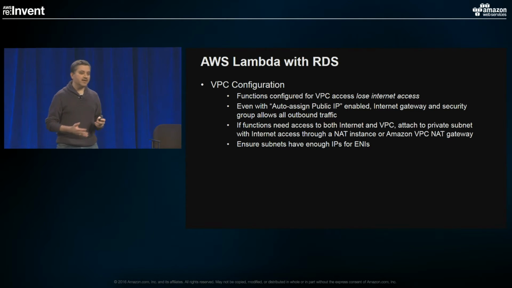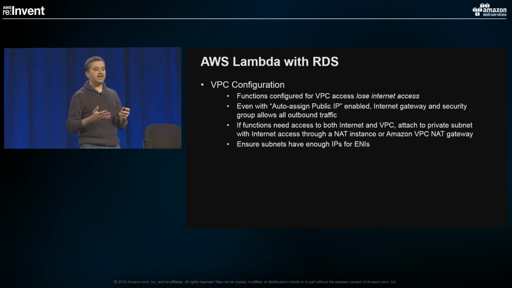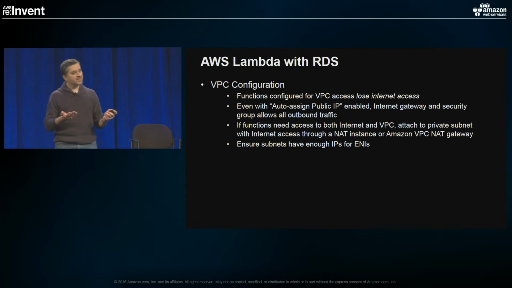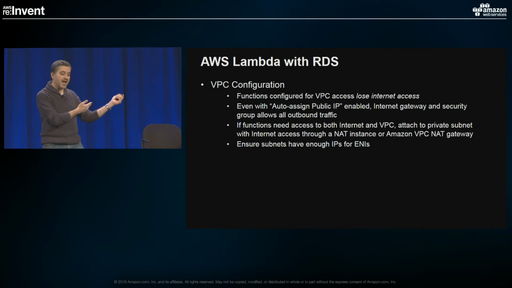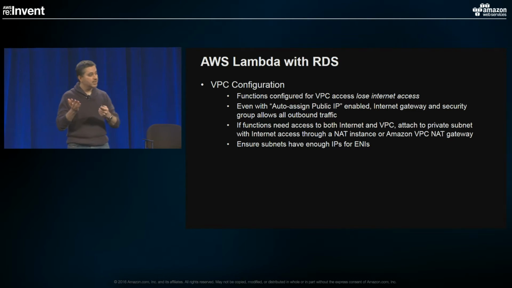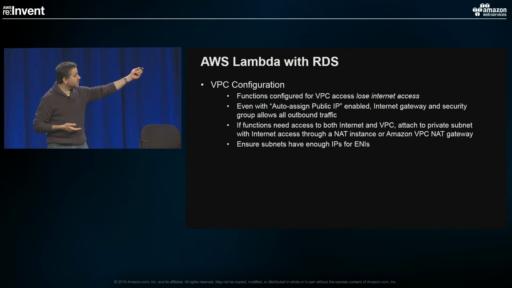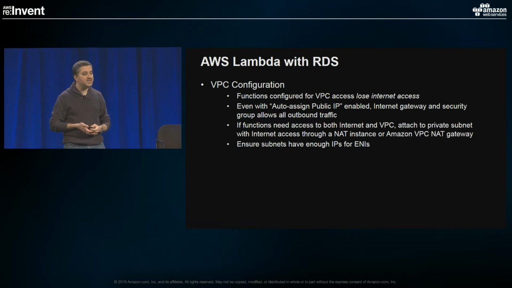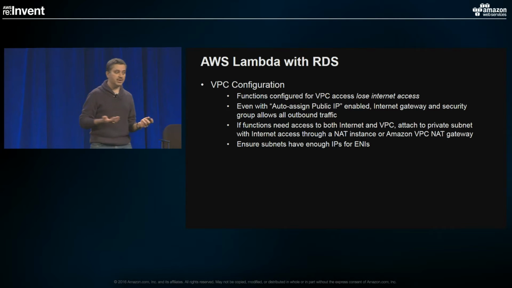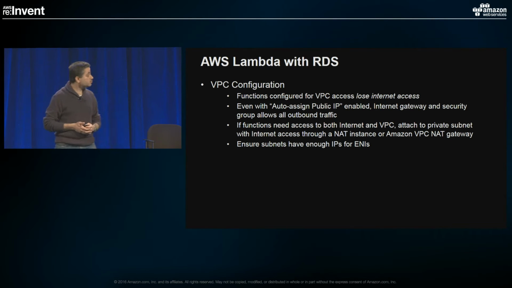You can either provision a NAT instance within your VPC and then have the Lambda function associate with it, so that it can route traffic from the Lambda function to the internet or to the public AWS endpoints through the NAT. You can also easily take advantage of the Amazon VPC NAT gateway. Very simple. You can get up and running with a NAT gateway in a couple of minutes with a couple of clicks. I have the demo as well.